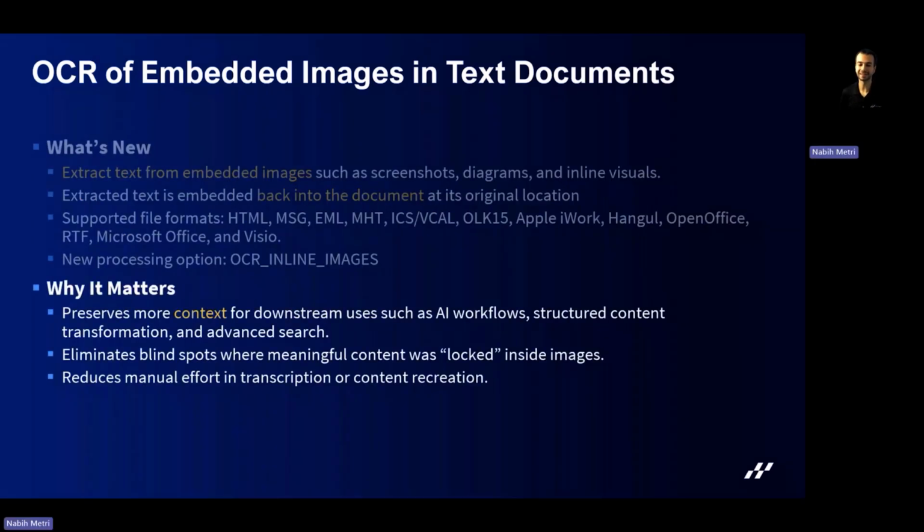Now, why does this actually matter? For many downstream uses like AI workflows, content transformation, or search, those embedded images used to be blind spots. Important information was essentially locked away inside the image. But by unlocking that content, you get more complete and accurate data.